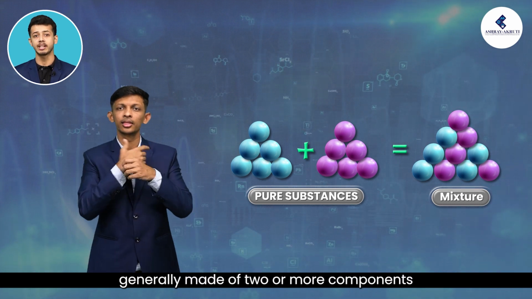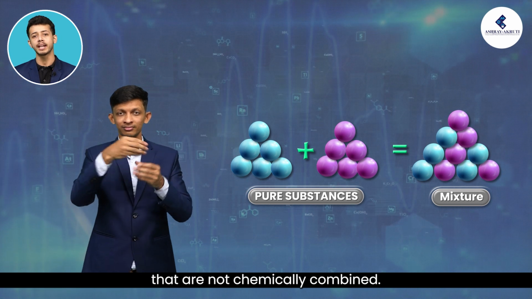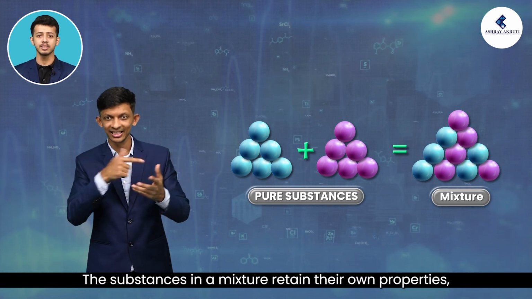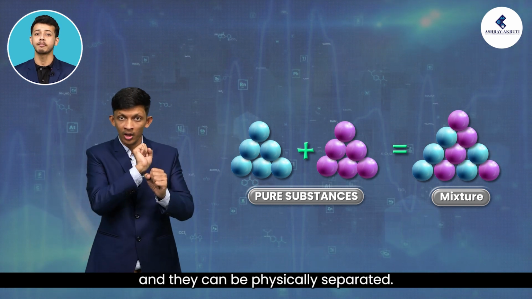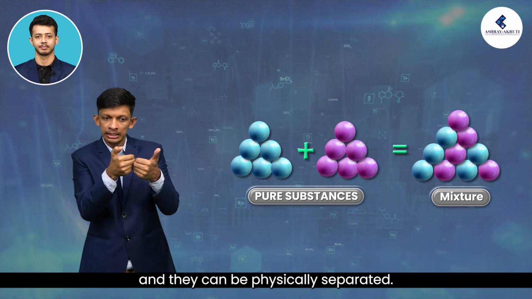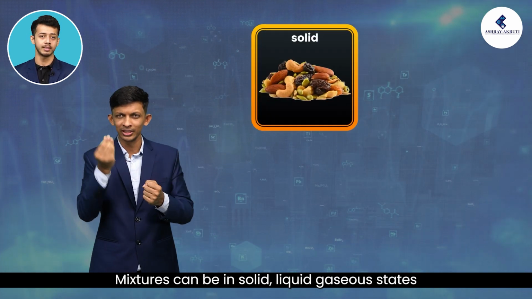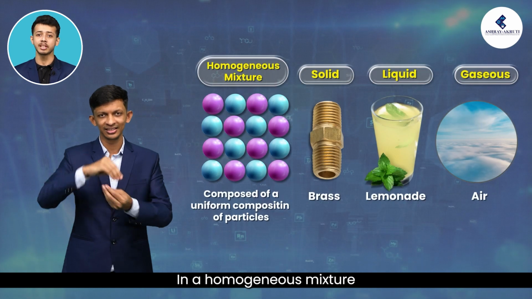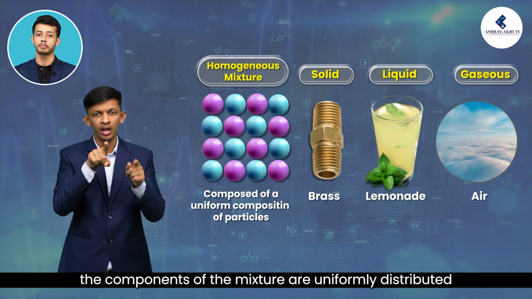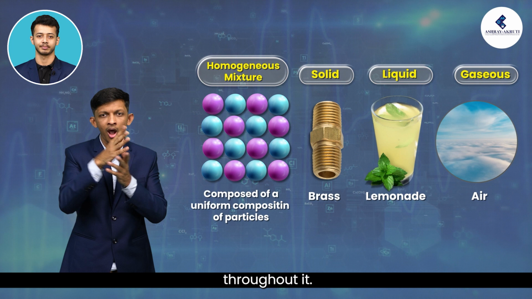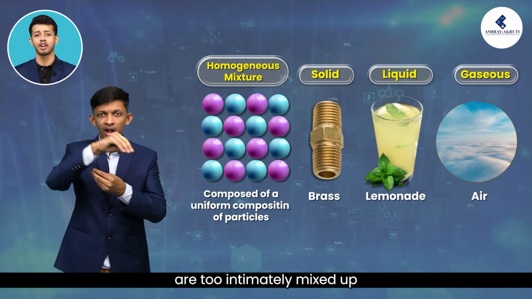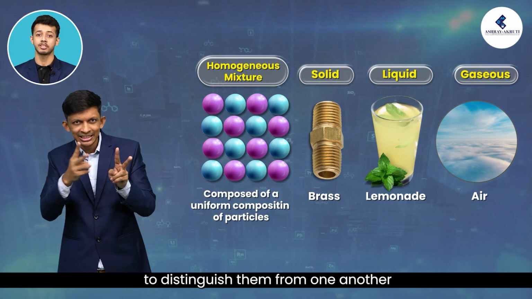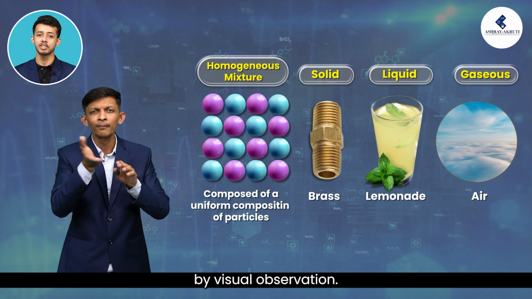A mixture is generally made of two or more components that are not chemically combined. The substances in a mixture retain their own properties and they can be physically separated. Mixtures can be in solid, liquid, gaseous states or the combination of these three states. In a homogeneous mixture, the components of mixture are uniformly distributed throughout it. The components of a homogeneous mixture are so intimately mixed up that it will be difficult to distinguish them from one another by visual observation.